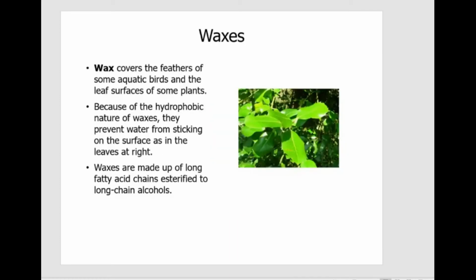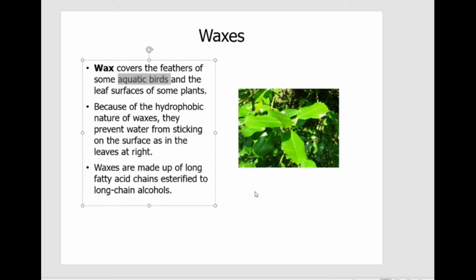Okay. Another example for lipids is waxes. Okay, so wax covers the feathers for some aquatic birds, and also leaf surfaces for some plants. Okay? When you touch the leaf surface, it's very kind of smooth, so that's because it's covered by a wax layer. So with a wax layer, it forms a hydrophobic kind of surface, right? So that prevents water from sticking. So it's very good for aquatic birds because they don't want to get wet.